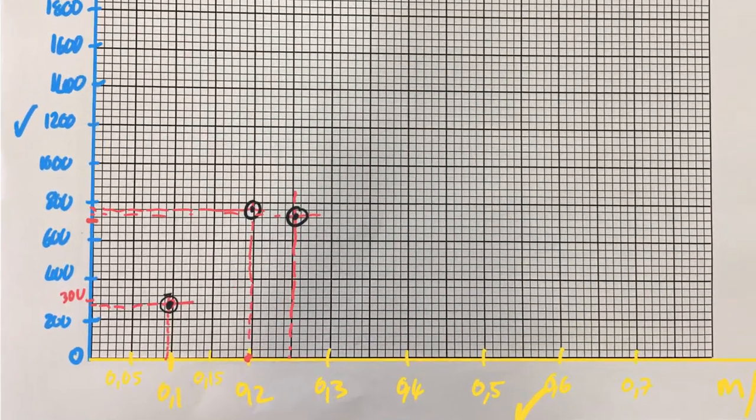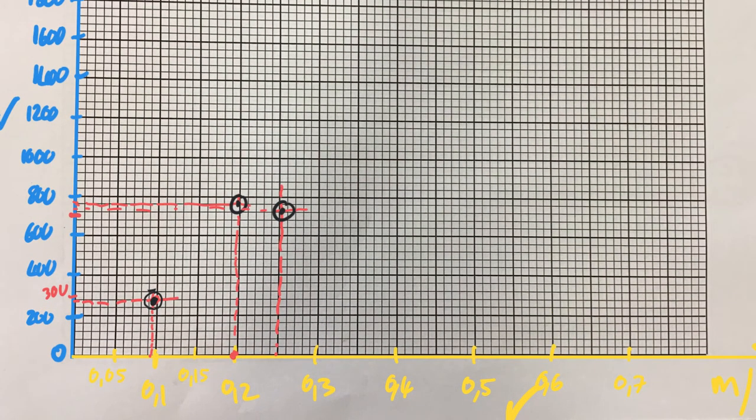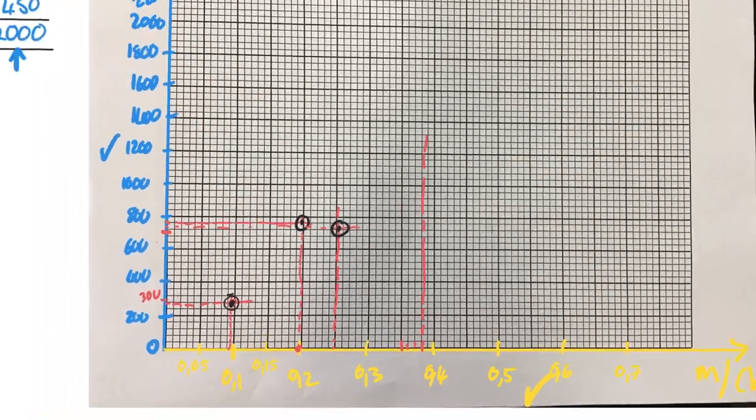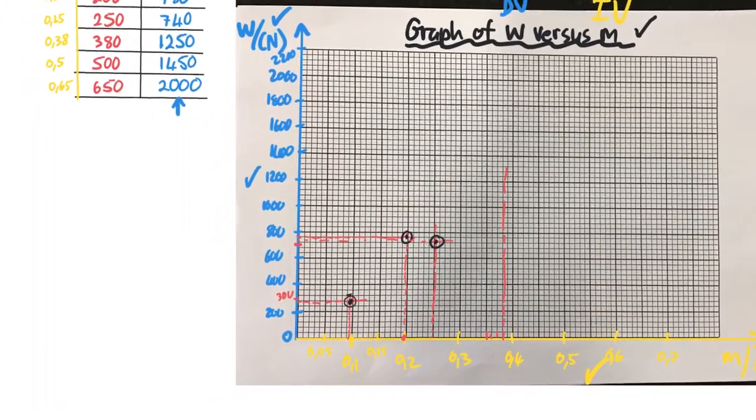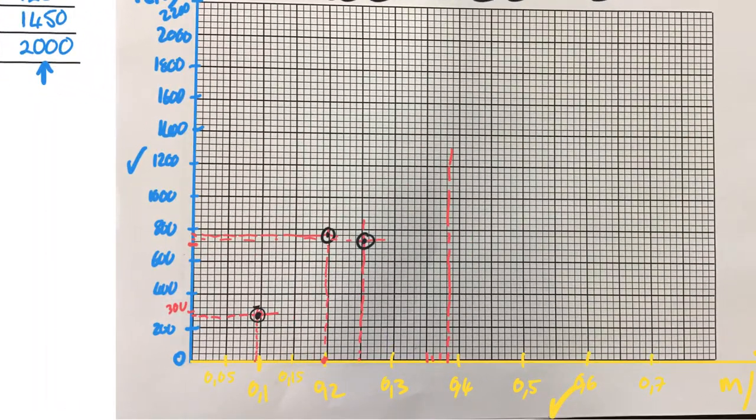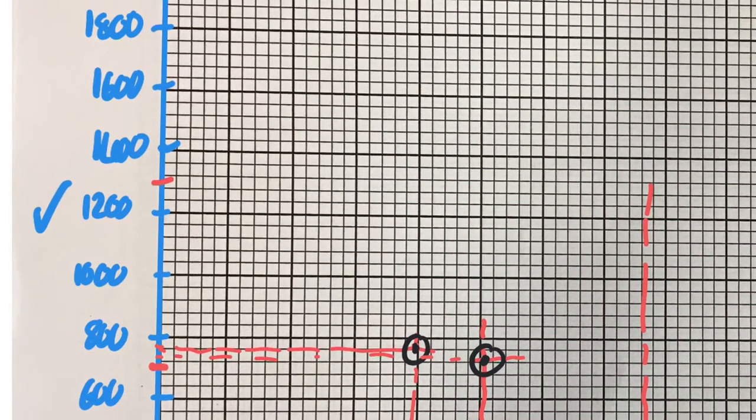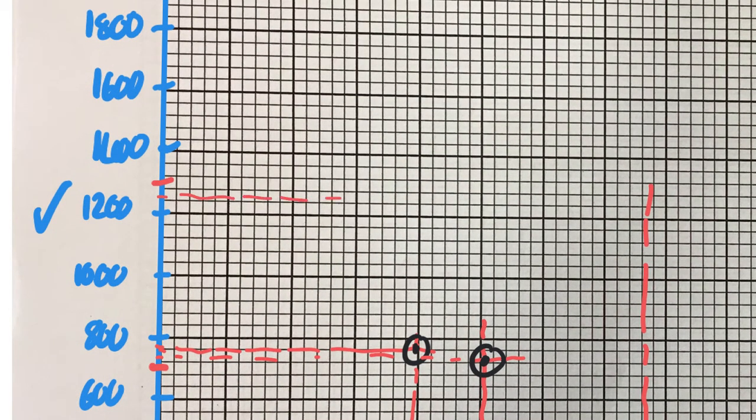Then we've got 0.38, 1250. So 0.38, this is 0.35, 36, 37, 38. There's 0.38, and it was 1250. So this is 13. So 1250 is in the middle, so we plot it. And so our data point there will be that.